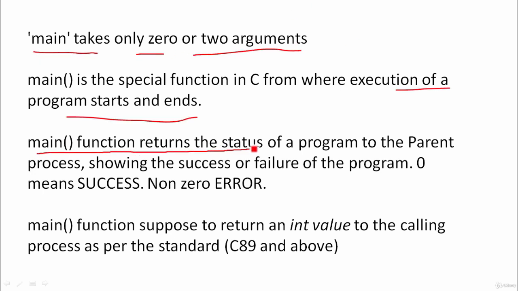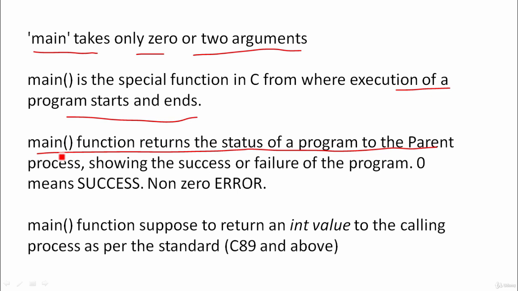Main function returns the status of the program to the parent process. In this case, the parent process is actually the operating system, right? Because we are writing an application for our Windows PC or our machine. The operating system launches the application, and when the application ends, it returns a code back to the OS. By that, the OS comes to know whether that process is terminated properly or not.